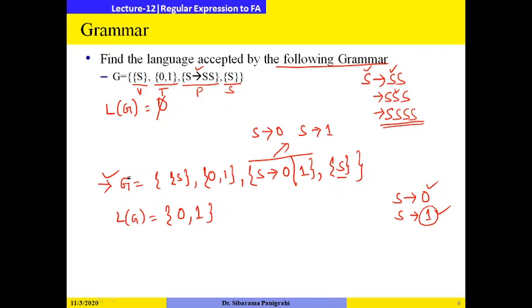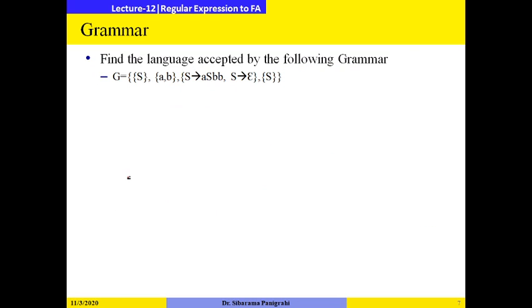Next, let me go through another example. I am giving multiple examples so that you can easily understand what I am trying to say. Here, find the language. I have to find the language accepted by the following grammar G. So I have to find L of G.